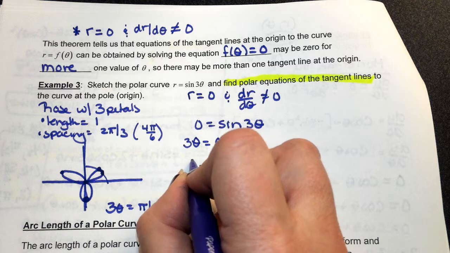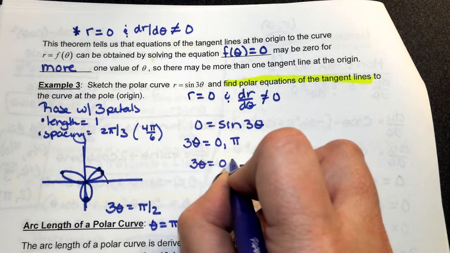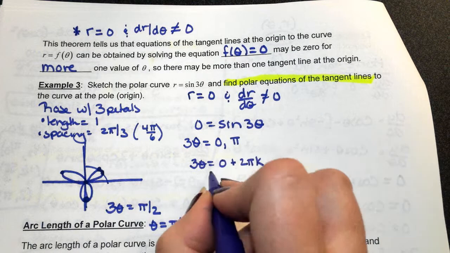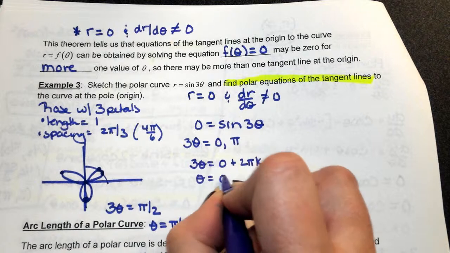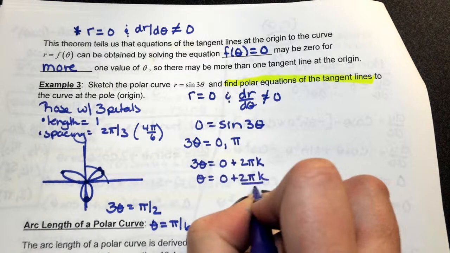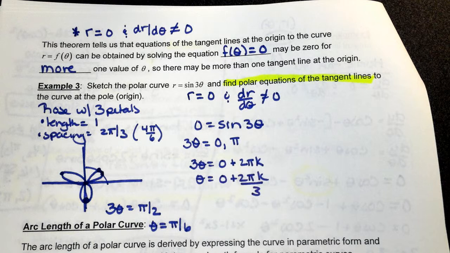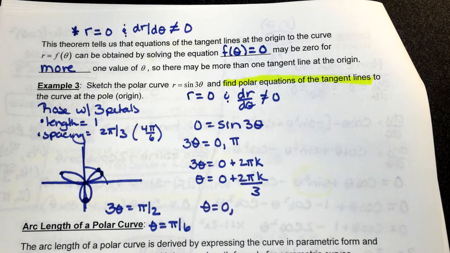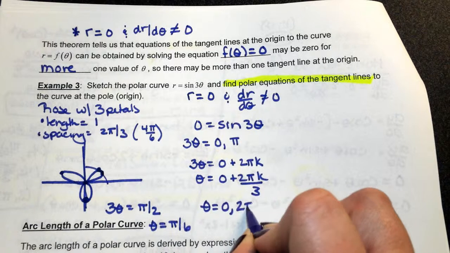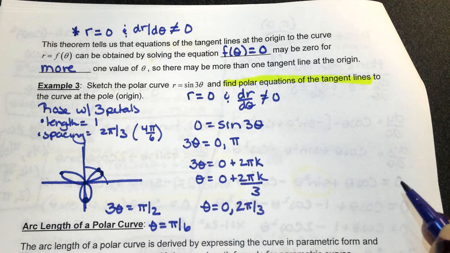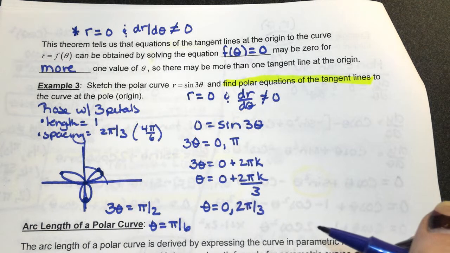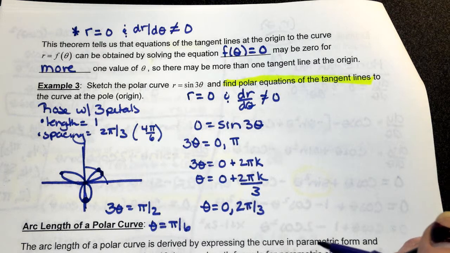So then I have to do my general solution. 3 theta is going to be equal to 0 plus 2 pi k. Divide by 3, so theta is going to be equal to 0 plus 2 pi k over 3. When I plug in 0 for k, I end up with theta equal to 0. Theta is equal to 2 pi over 3. And then I could keep going if you wanted to: 4 pi over 3, etc.